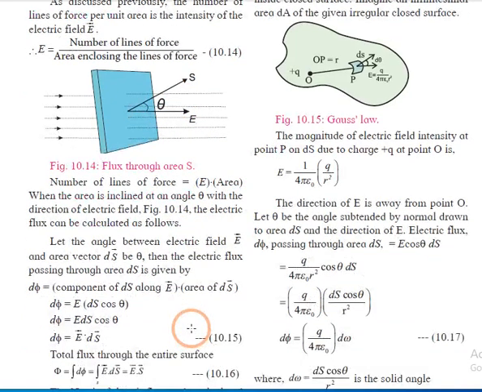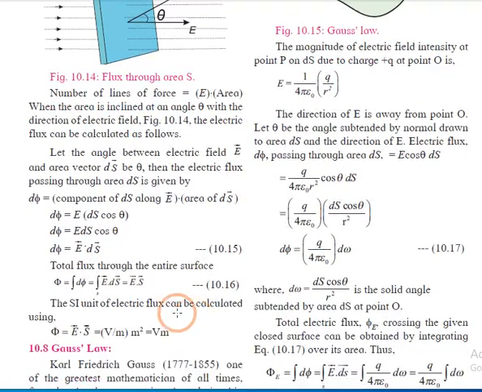If we consider the angle between them as theta, then the electric flux passing through this area is given by d phi. Then it is E into, along with E, the component of ds becomes ds cos theta. If you join this, along with E, this component becomes ds cos theta. So d phi is equal to E dot ds. E dot ds as a dot product is E ds cos theta. If we consider the whole surface, then phi becomes the integration of this small value, that is E dot S.